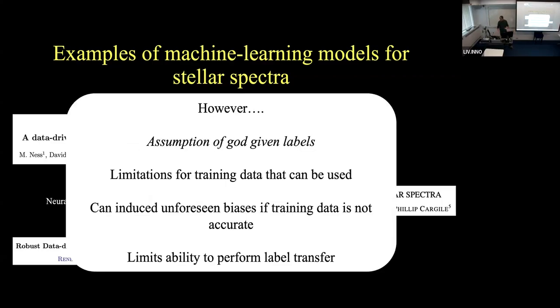However, all these models, when they train on the data, assume that the parameters that they use in the training set are God-given. And by this, I mean that they have no uncertainties. But if you have ever looked at data from a star, you will know, as with anything in physics, that that data has uncertainties. So this causes some limitations. It causes limitations when training because you have to throw out a bunch of data that's not certain.